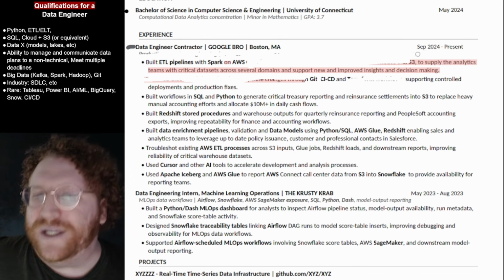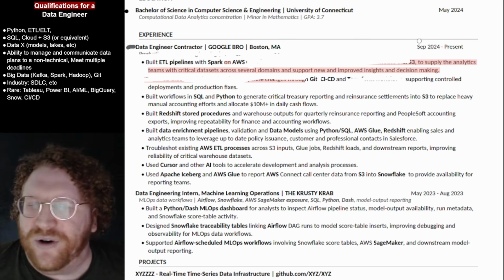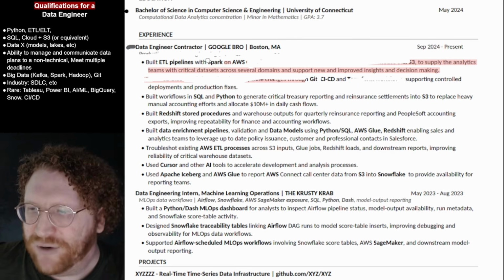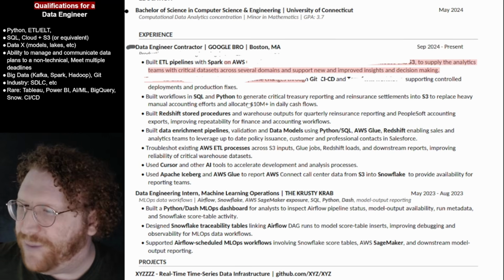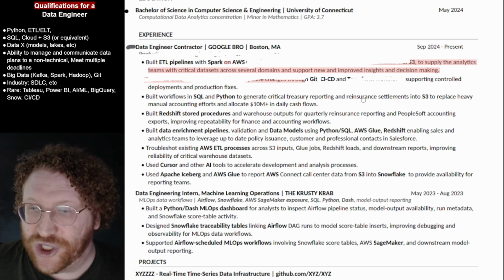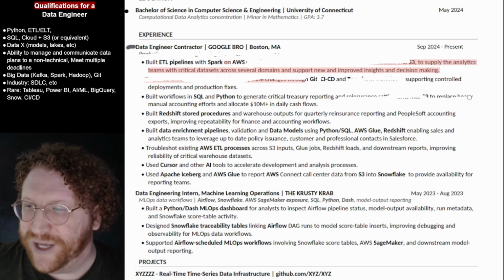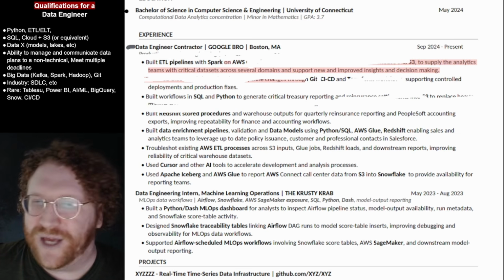And then what is the point of supporting controlled deployments and production fixes? Why did you do that? I don't know. You didn't tell me. So that doesn't count. Built workflows in SQL. Okay, good. In Python. You already mentioned Python. You did not mention Python. Okay. To generate critical treasury reporting and reinsurance settlements into S3 to replace heavy manual accounting. What does this matter? I don't know. It doesn't. This does not matter. And again, there's only 2 keywords.